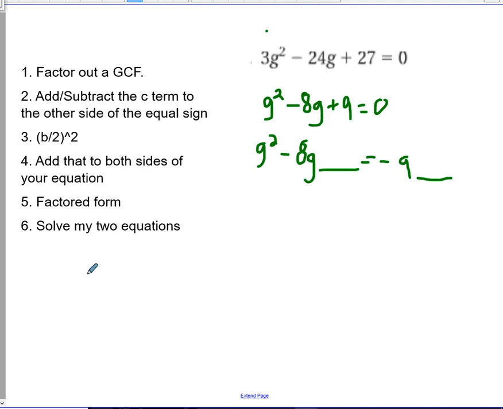So then I'm going to go over here and do my b over 2 squared. So I'm going to do negative 8 over 2, and I'm going to square that. Negative 8 divided by 2 is negative 4, and then I'm going to square that, and that becomes positive 16. So I'm going to add 16 to both sides.